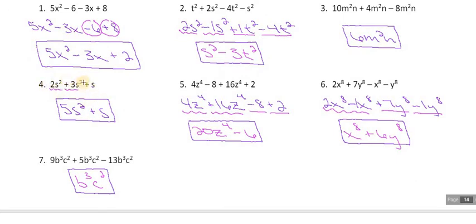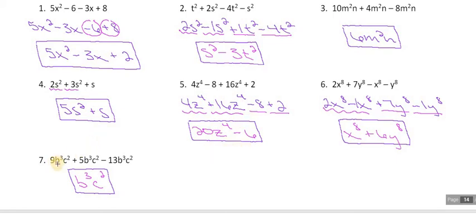In number 4, we had standard form. We just had 2s squared plus 3s squared coming together for 5s squared plus s. In number 5, rearranging to put like terms next to each other, we had 4z to the 4th plus 16z to the 4th minus 8 plus 2. Combining like terms, we have 20z to the 4th minus 6.